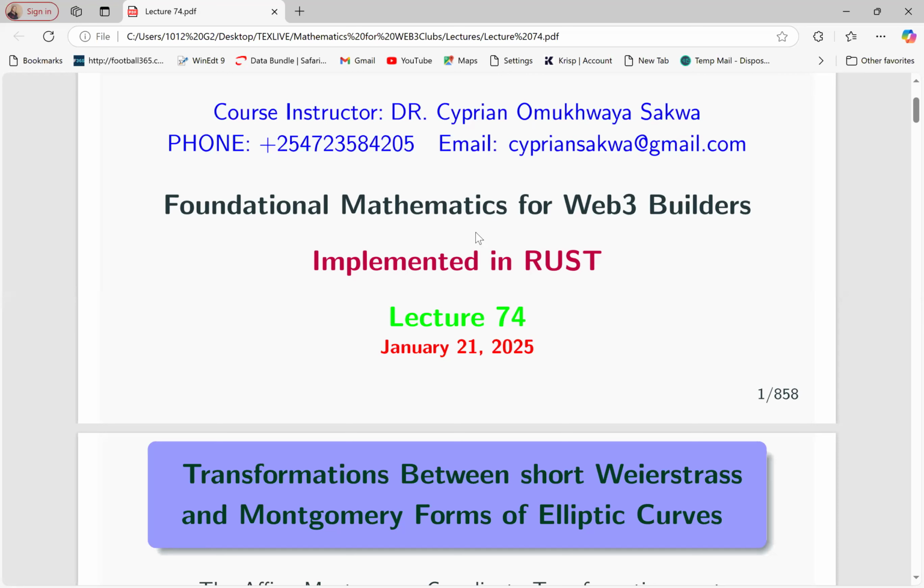It's from this point that we now want to see how to transform the points of Weierstrass to the points of Montgomery and vice versa. I want to see how we transform the first point of short Weierstrass to a point of Montgomery, and how we convert points of Montgomery to those of short Weierstrass, and so on. That is what we'll be looking at today: transformation of those points.